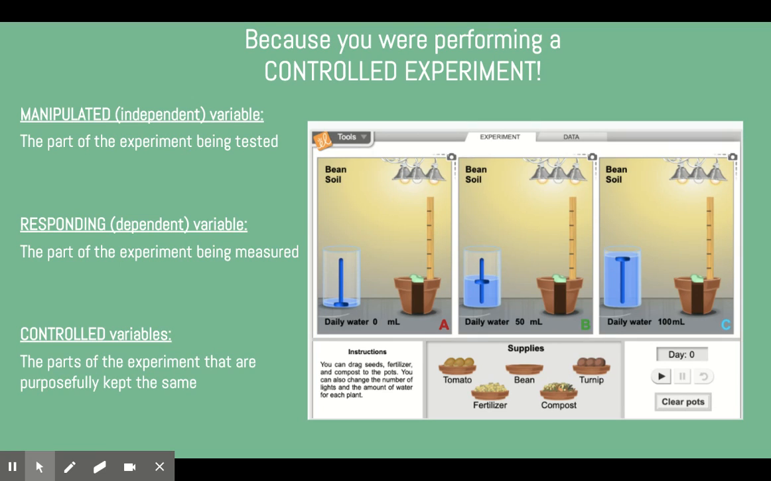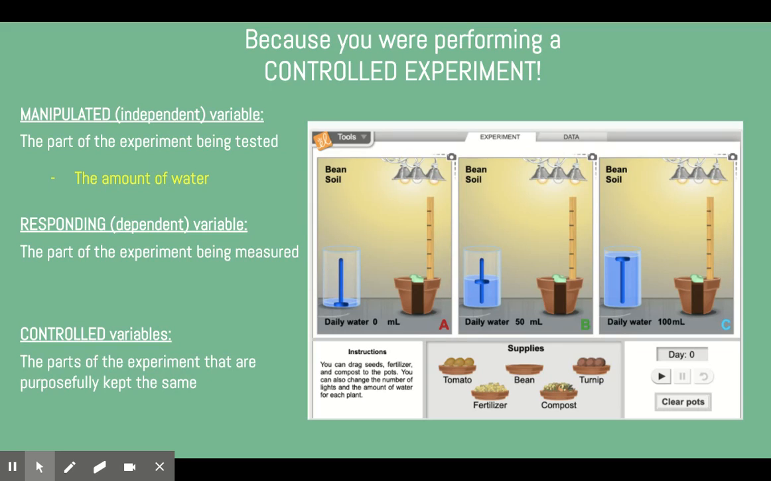So the first type of variable you have is the manipulated or independent variable. The manipulated variable is the part of the experiment that is being tested, okay? In the gizmo, the thing you were testing was the amount of water. You were testing, how will the amount of water affect the plant? That is your manipulated variable. That's the part of the experiment being tested.